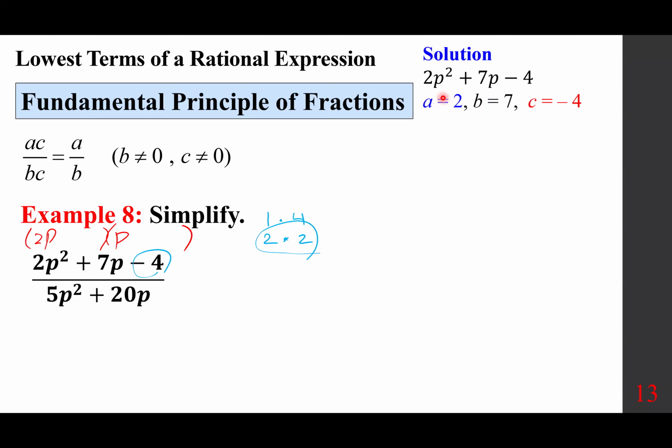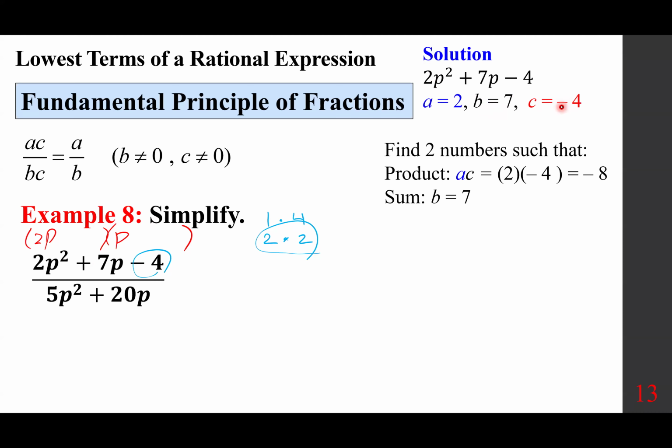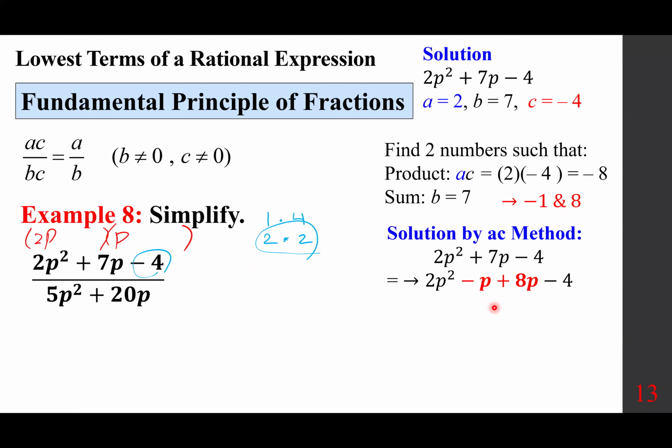But with the AC method, A is 2, B is 7, C is -4, and AC is 2 times -4, which makes it -8. So we want two numbers whose product is -8 and the sum is 7, and I hope you realize you want factors of -8. The factors are 1 and 8, one of them negative, 2 and 4, one of them negative, and I hope you realize it's -1 and +8 because the two have the product of -8 and the sum of 7. So we are going to rewrite this numerator such that the 7p is cut into 2 pieces.